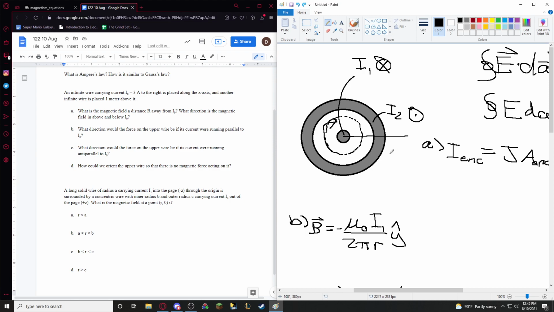What do you think? What's coming to mind? Well, my mind keeps saying a cylindrical shell, but I'm thinking that's the I2, not I1. Yeah. This is a solid cylinder here. This here is a solid cylinder.